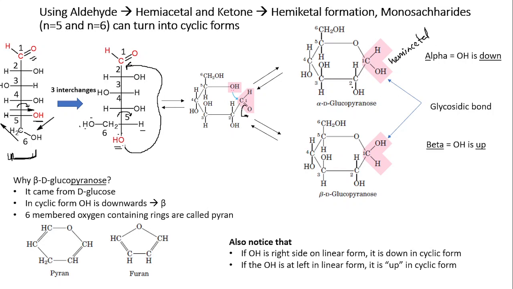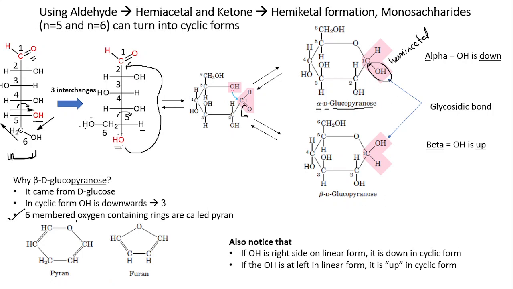In this cyclic form, this particular one is called alpha-D-glucopyranose. Let's understand why. The reason it is alpha is that this OH group right here is pointing down. D because it was originally a D. Gluco because it was originally glucose. Pyranose because pyran means a six-membered ring. Six-membered oxygen rings are called pyran, and five-membered rings are called furan. So that's a pyranose.